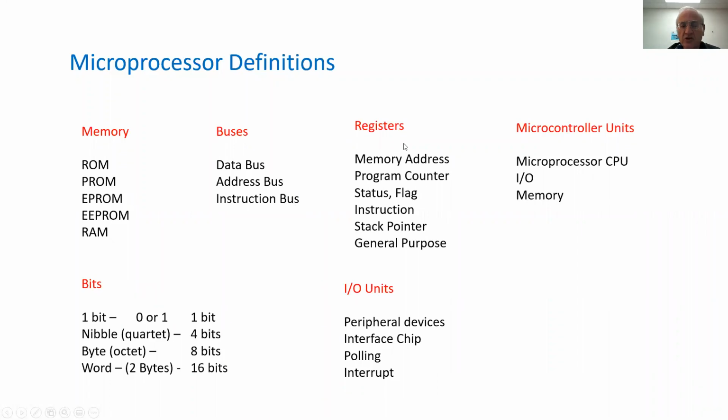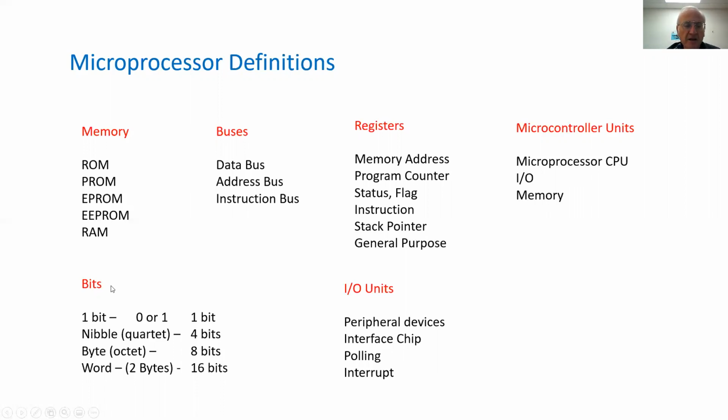There are registers which are used for temporary memories, including the program counter, the memory address, the status and flags, instruction, stack pointer, and general purpose. We'll see a little bit more of these later on. The microcontrollers include the microprocessor, CPU, as well as input-output modules and memory.